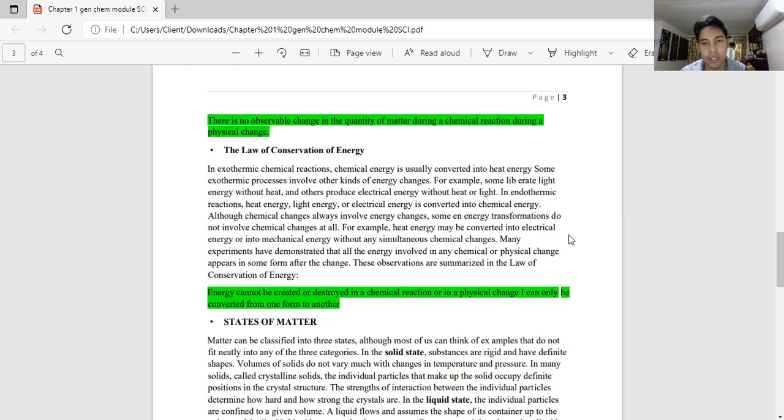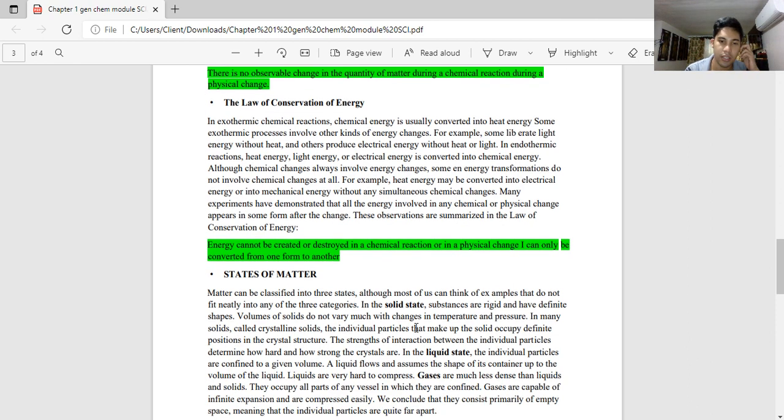simultaneous chemical changes. Many experts have demonstrated that all the energy involved in any chemical or physical changes appear in the form of energy changes. These observations are summarized in the law of conservation of energy. Okay, the reminder of the law is: energy cannot be created or destroyed in a chemical reaction or physical change. It can only be converted from one form to another. So, if the coal releases heat energy, it is converted into electrical energy.